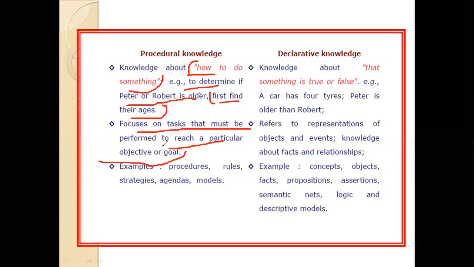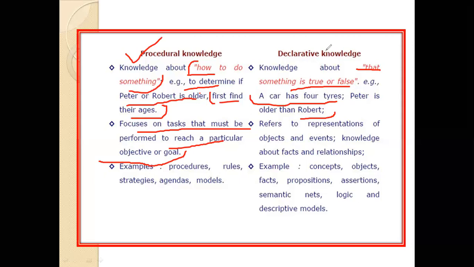Now you can consider the examples of procedural knowledge as procedures, rules, strategies, agendas, and models. So this is procedural knowledge. Now declarative knowledge is about whether something is true or false. We just focus on knowing what is true or what is false. For example, a car has 4 tires. Is this true or false? And Peter is older than Robert. True or false? See, the difference is that procedural knowledge tries to know how to do something.